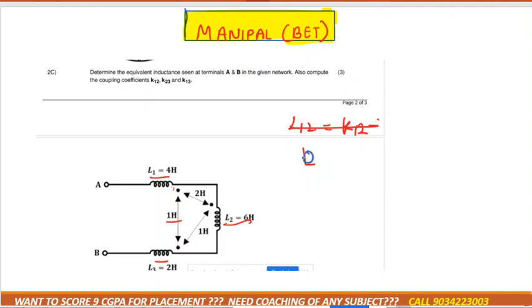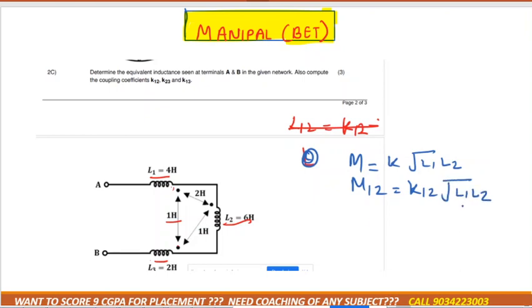In this case, the formula is M equal to K into root of L1 L2. Basically M12 equals K root of L1 L2, right? The value M12 is also given, so from that we can find K. M12 is 100.